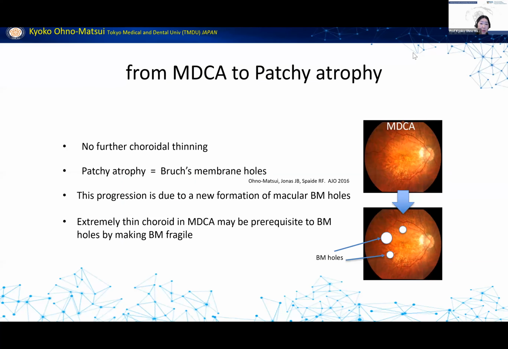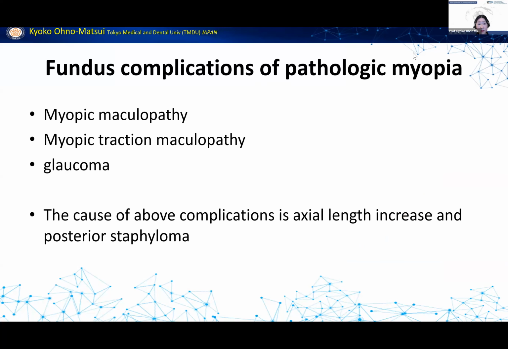So in the progression from diffuse atrophy to patchy atrophy, there was no further choroidal thinning. So this progression is not due to progressive choroidal thinning, but is due to a new formation of Bruch's membrane holes. But it is also possible that the extremely thin choroid in macular diffuse atrophy may be a prerequisite to developing Bruch's membrane holes by making Bruch's membrane more fragile.